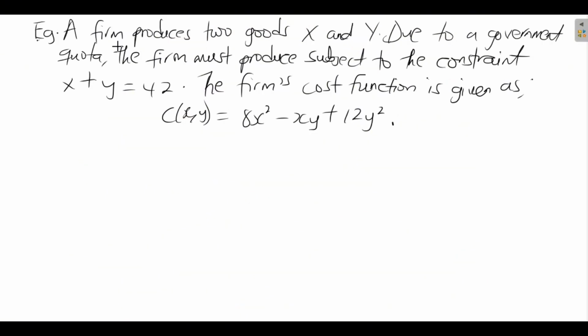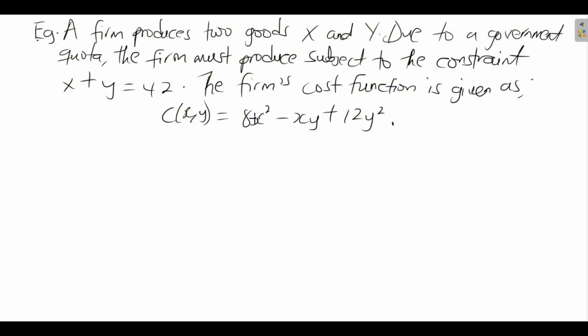Now, in this example, we are told that a firm produces two goods, x and y. Due to a government quota, so there is some sort of limit on the production of these two goods, the firm must produce subject to the constraint x plus y equals 42.